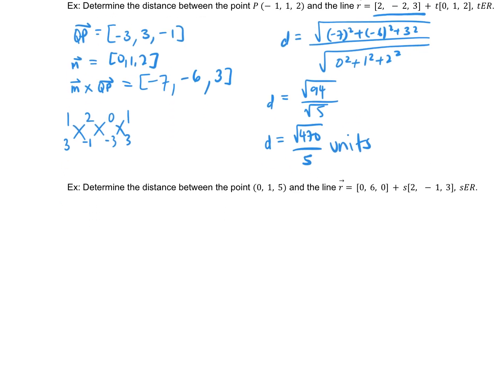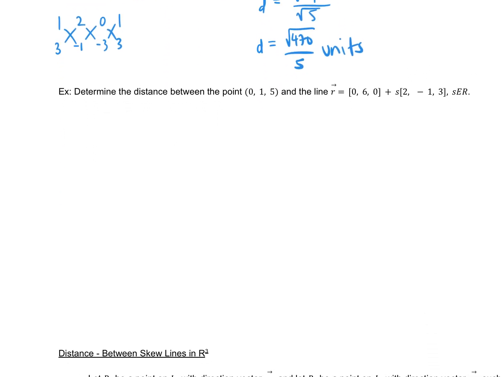All right, let's try another one. Determine the distance between the point 0, 1, 5, so I'll use that as P, and the line vector R equals 0, 6, 0, there's Q, plus S times that direction vector. All right, vector QP. So QP is going to be 0 minus 0, 1 minus 6, 5 minus 0. Our direction vector is 2, -1, and 3. So let's do our cross product.